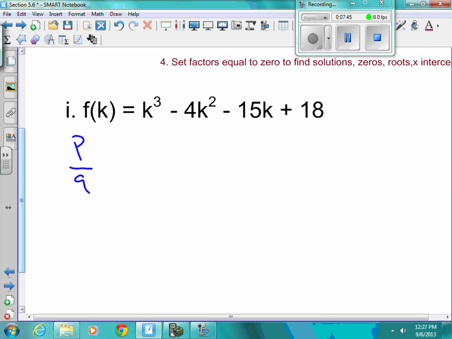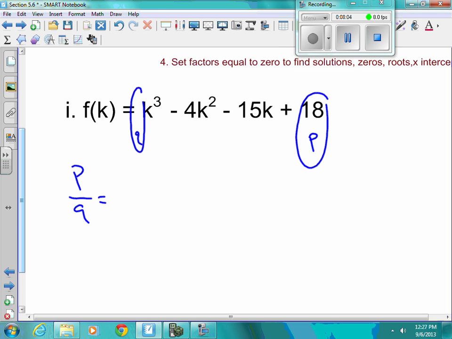p divided by q. Okay? Well, p comes from the constant. We're going to get a constant for p, and q comes from the coefficient of the leading term, or the first term, the leading coefficient. I'm trying to say here. So p is 18. What numbers divide 18? Well, you could sit and think about it for a minute. But 1 and 2 divide 18. 3 and 6 divide 18. 9 divides 18. And 18 divides itself. And we always put plus or minus because it could be positive or negative values.